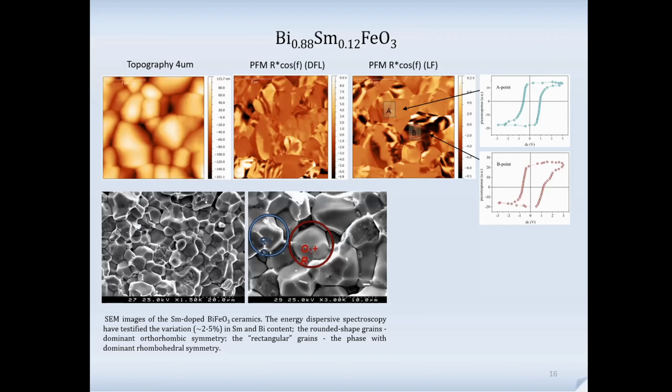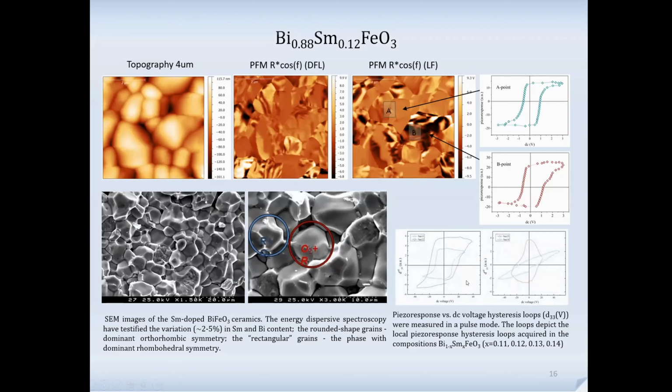A bit means about 1% of difference in the bismuth and samarium content, and it's enough to consider the grain having dominant rhombohedral R phase or dominant O2 phase. It's possible using the facilities we used. So these are loops which show the evolution of the PFM response as a function of samarium content. For 12, when we have nearly single phase orthorhombic, the loop is nearly linear. So this is for ceramics.